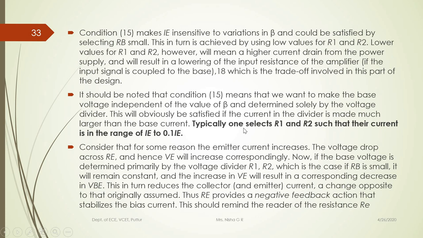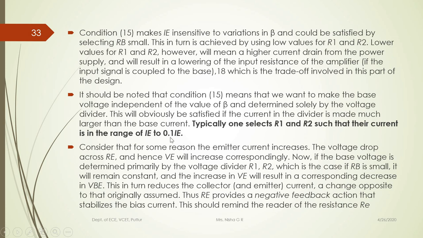And then the second constraint, that is RE should be greater than RB divided by (1 plus beta). Why should that be done? In order to satisfy that, this is the particular condition: typically one selects R1 and R2, that is a potential divider circuit, such that their current is in the range of IE to 0.1 IE.